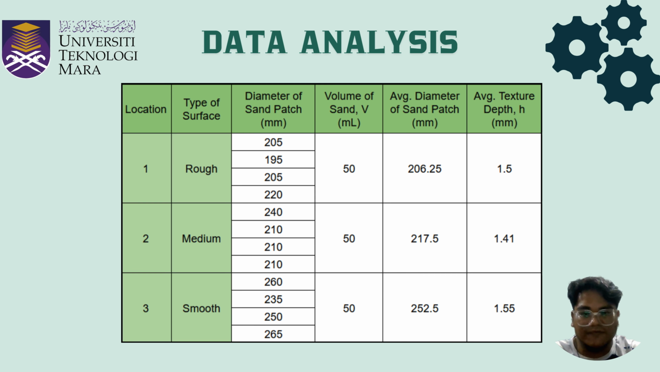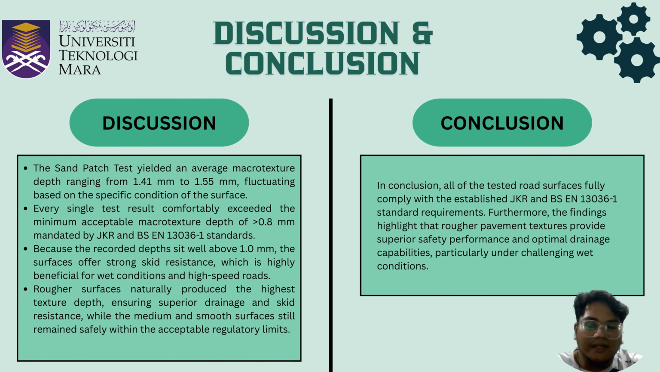And the average texture depth that we got from each surface is rough 1.5 mm, medium 1.41 mm, smooth 1.55 mm. The highest average texture depth is the smooth surface. After we conduct the experiment, now we have to discuss and conclude the result.